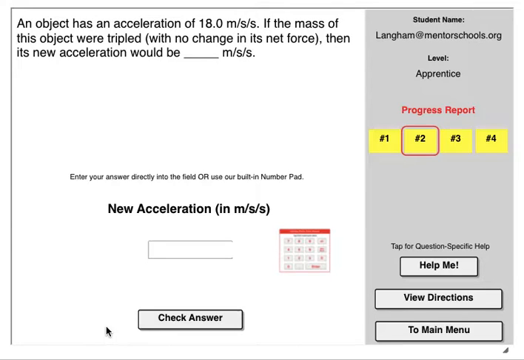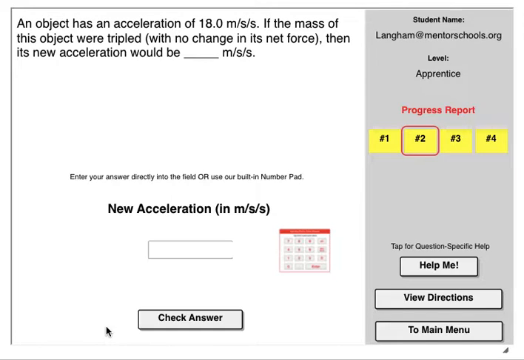All you're doing with these problems is entering either the acceleration, mass, or force based on a change to another variable in the formula. So this first one says an object has an acceleration of 18 meters per second squared. If the mass of this object were tripled without a change to the net force, then the new acceleration would be what? First thing we need to know is the relationship between mass and acceleration with Newton's second law.